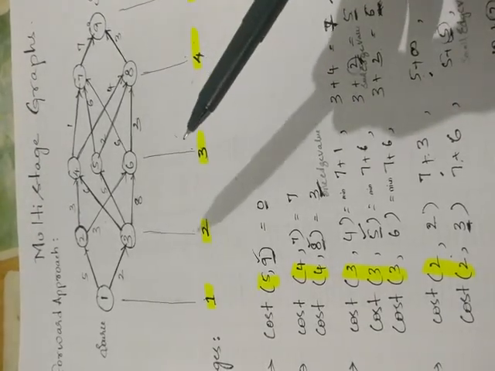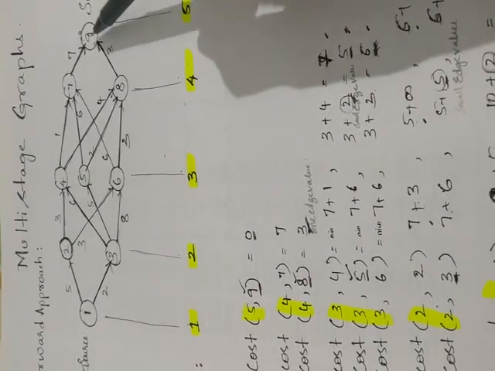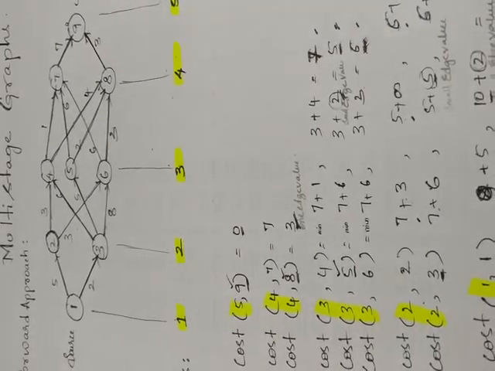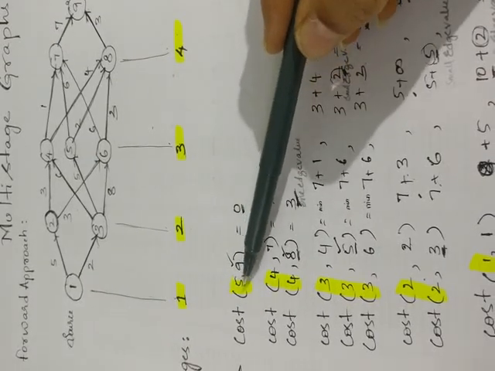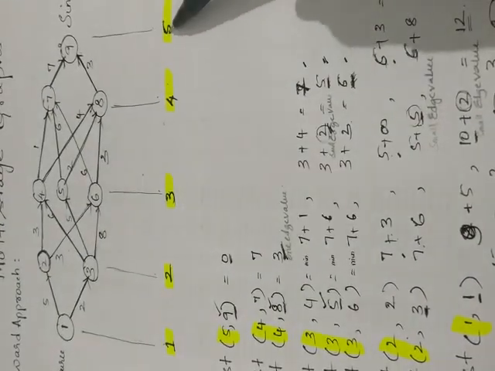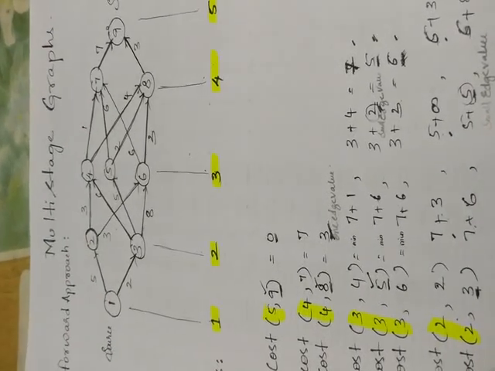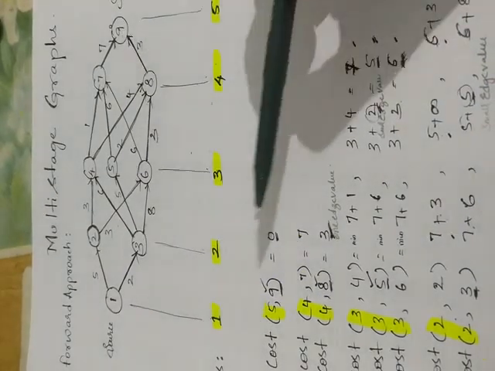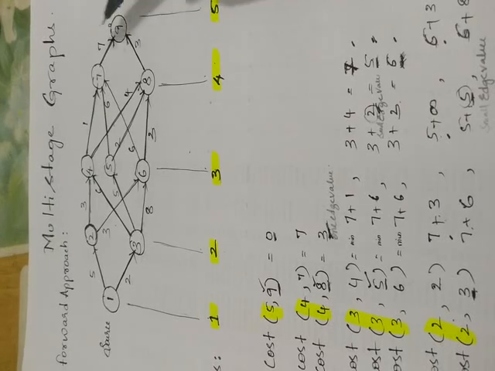Let me start here. See, to reach the sink, from the sink itself, how much distance? From the same vertex to the same vertex, it is 0. So you can see here, I have written cost. This 5 is your stage. In the fifth stage, to reach the vertex 9, from 9 itself, it is 0. So I have listed it here.